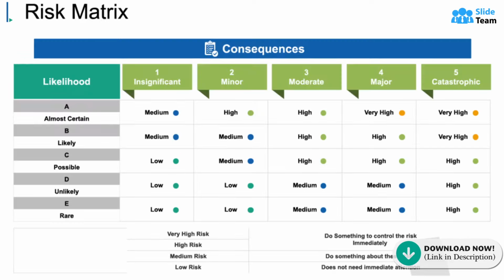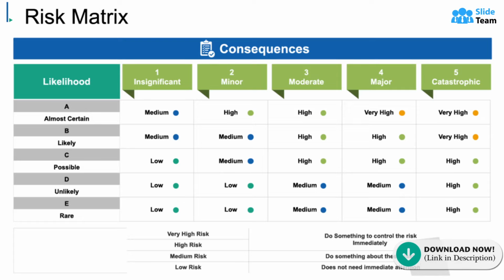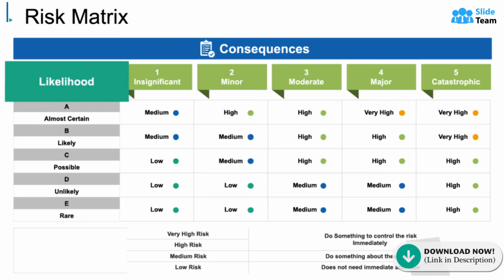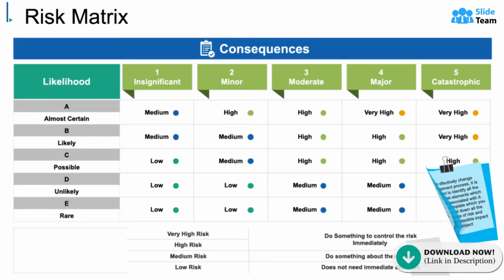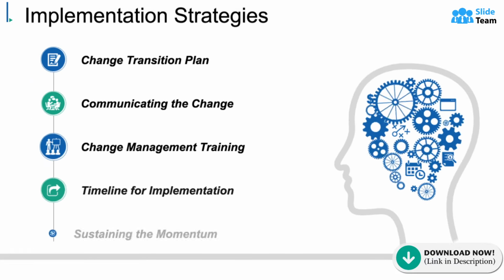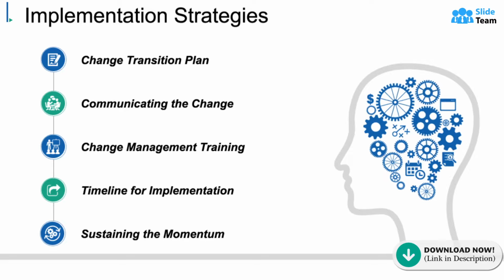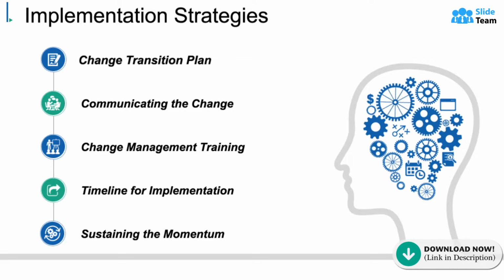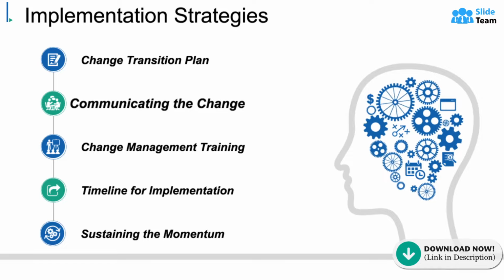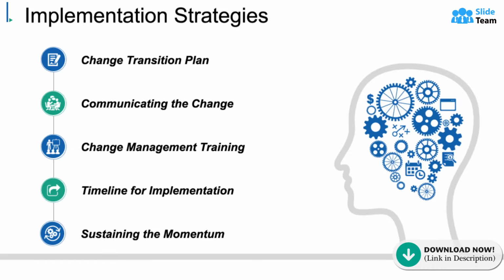started. You should never forget about the risk and resistance that change attracts. With a risk matrix, you can measure the likelihood and consequences of risks materializing and lower their probability. Here are some change implementation strategies you must consider to ensure a seamless movement towards newer ways of doing business. These include creating a change transition plan, communicating the change, providing training, and creating an implementation timeline.